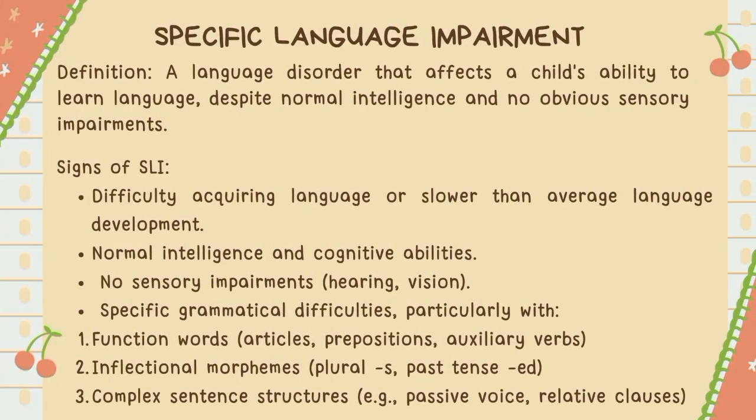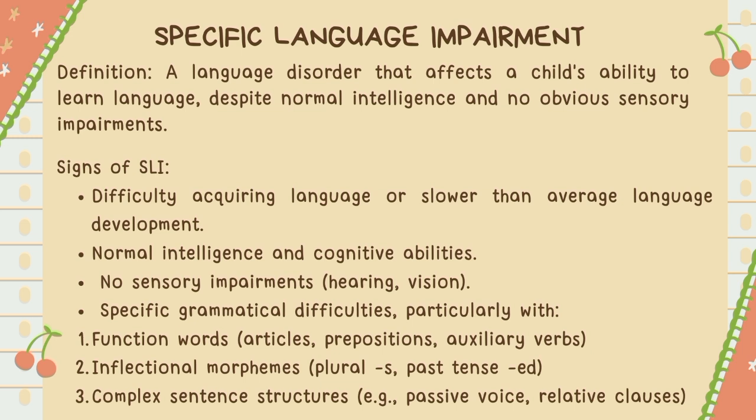Moving on, we have specific language impairment. By definition, this is a language disorder that affects a child's ability to learn language despite normal intelligence and no obvious sensory impairments.